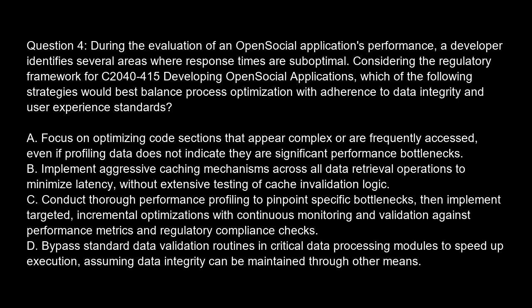Option A. Focus on optimizing code sections that appear complex or are frequently accessed, even if profiling data does not indicate they are significant performance bottlenecks. Option B. Implement aggressive caching mechanisms across all data retrieval operations to minimize latency, without extensive testing of cache invalidation logic. Option C. Conduct thorough performance profiling to pinpoint specific bottlenecks, then implement targeted, incremental optimizations with continuous monitoring and validation against performance metrics and regulatory compliance checks.